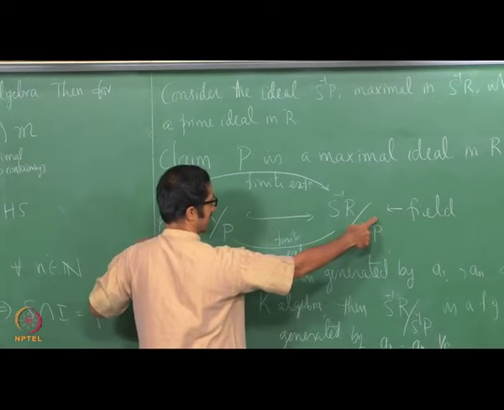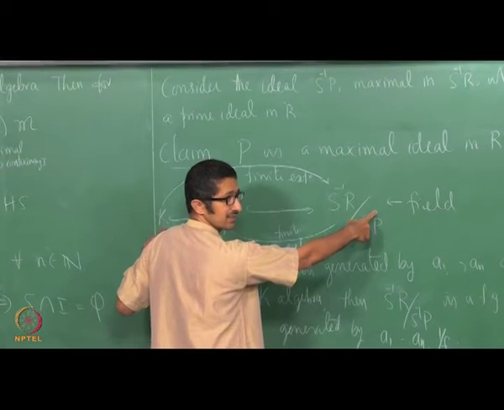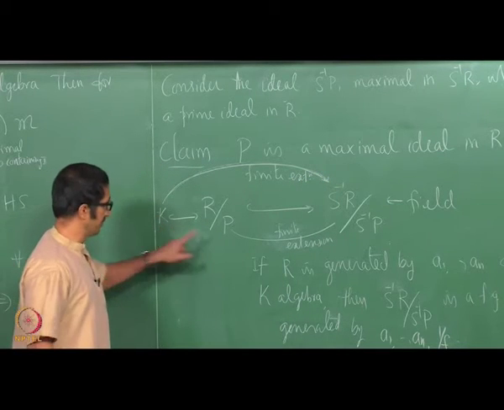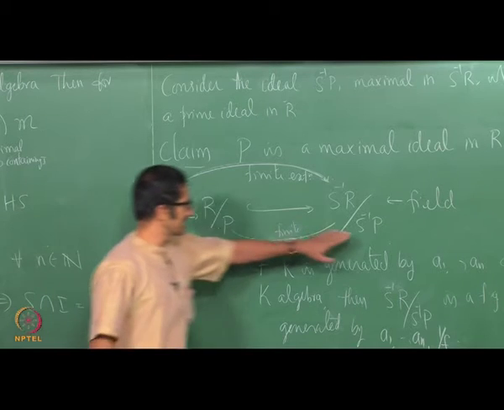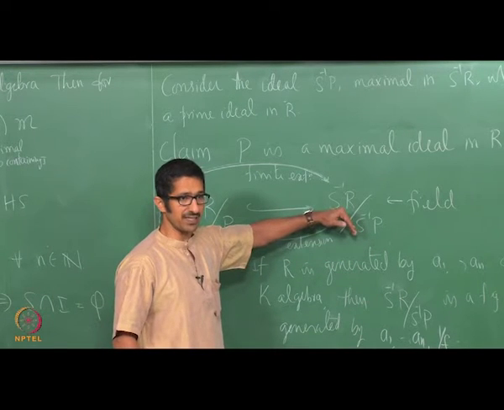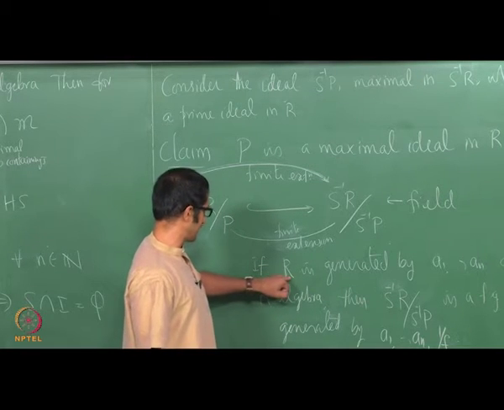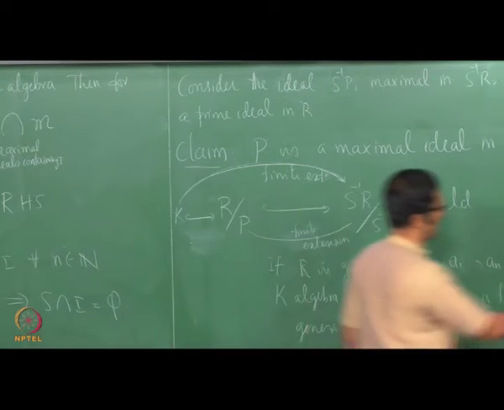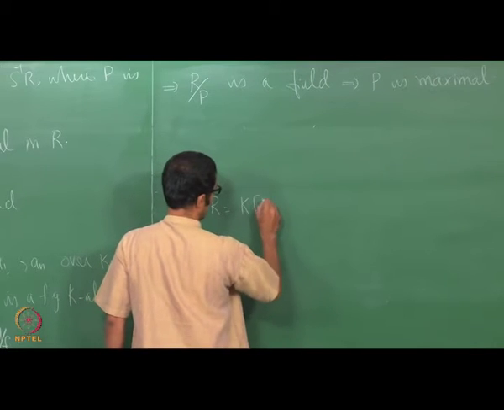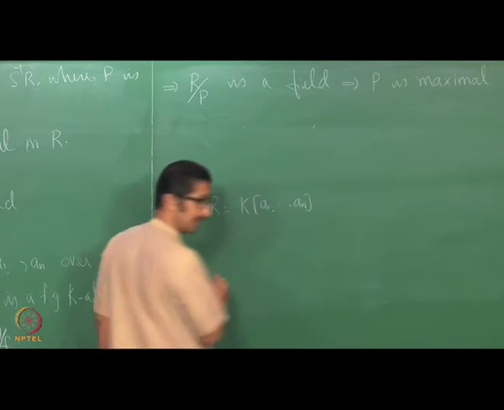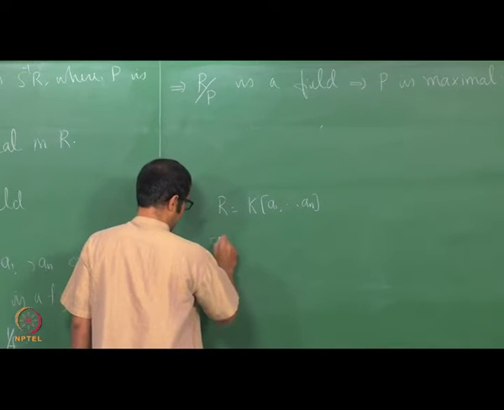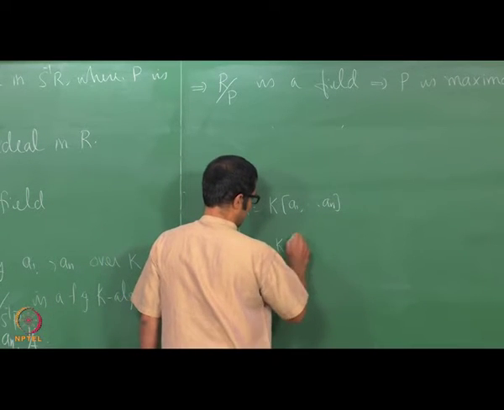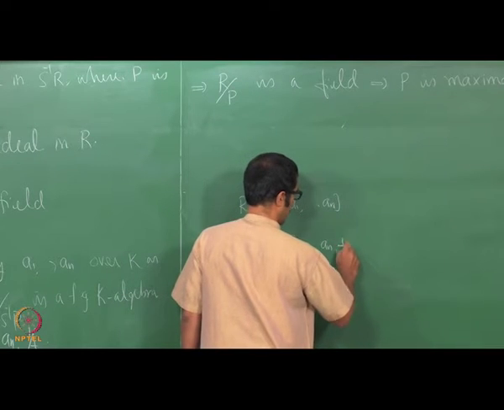This is a finitely generated K algebra, which is a field. Why is it a finitely generated K algebra? That is exactly what I have written. Our assumption is that R is a finitely generated K algebra. Suppose I write it like this, then in fact S inverse R itself would be nothing but K[A1 bar up to AN bar] by F.